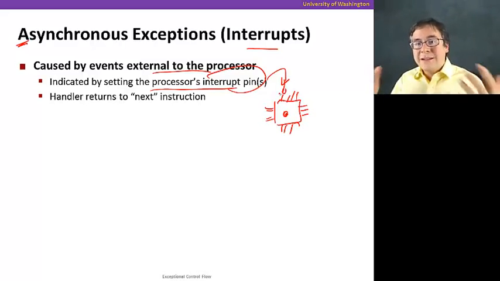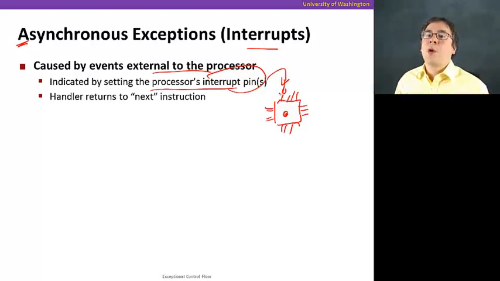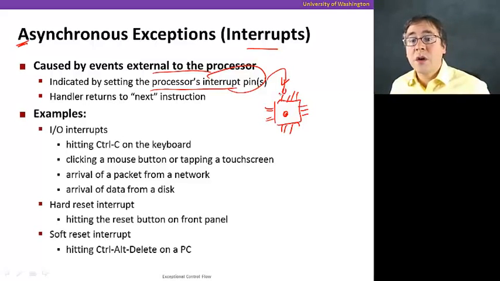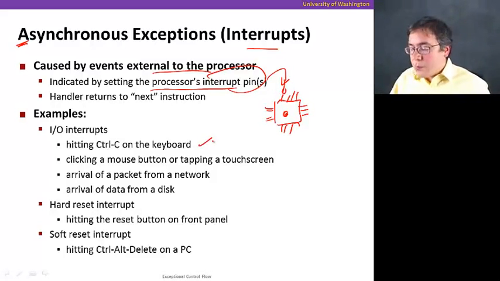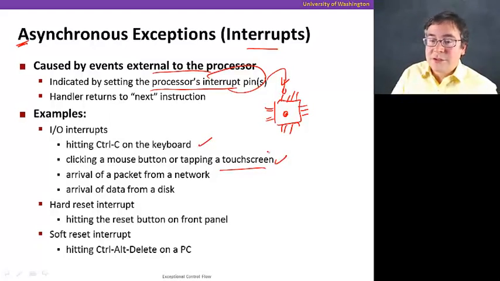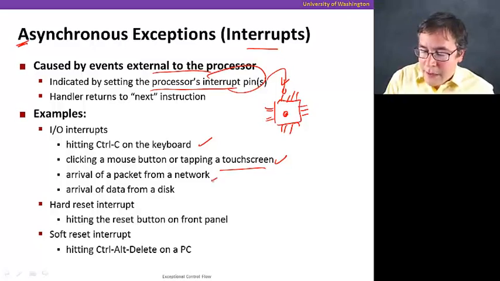that interrupt. For example, this interrupt could be time's up in the timer, or it could be a mouse click and so on. It could be hitting Control C on the keyboard, just clicking on the mouse button or touching the touch screen like what I'm doing right now, or a packet arriving from the network and so on.